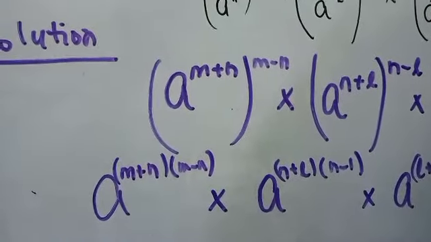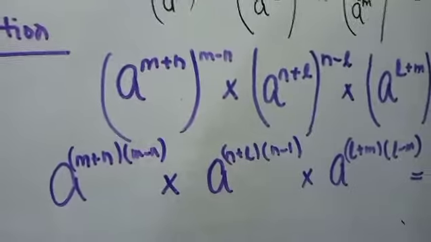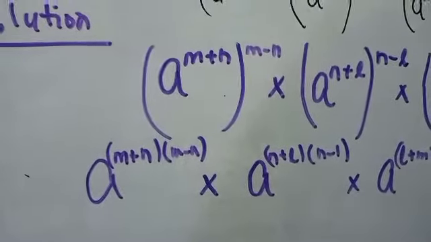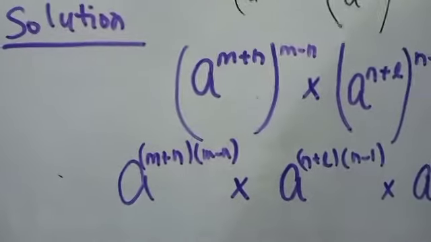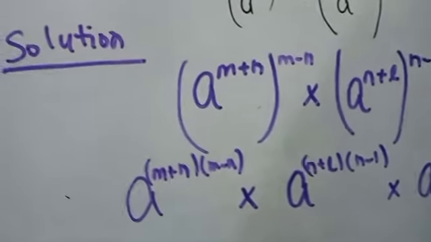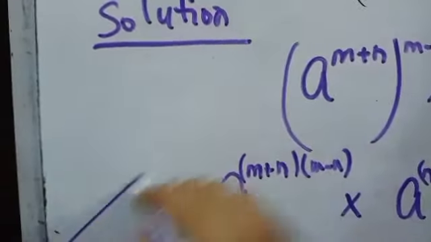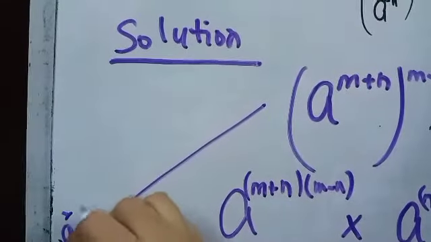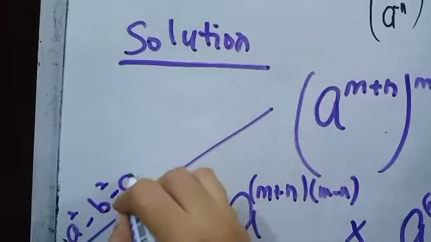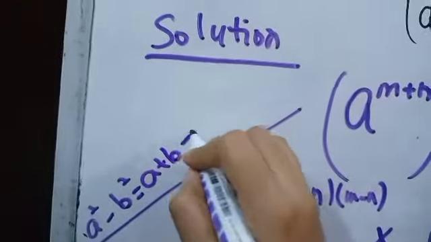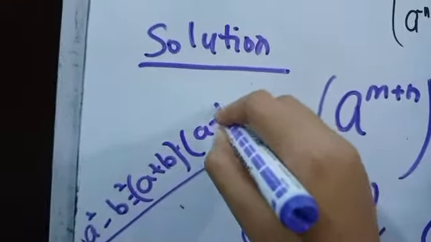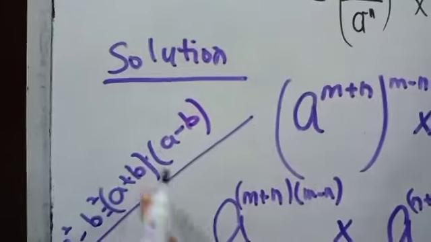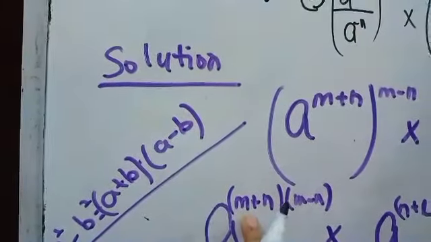This power is multiplied by this power, because the power law says that when a power is raised to another power, you simply multiply the powers. Now, if you remember, in the beginning of the lecture I told you that we will apply a formula. Which formula did I say you will apply? I said you will apply the a square minus b square formula, which is equal to (a plus b)(a minus b). So if you can see, a plus b, a minus b, it is given in this form.